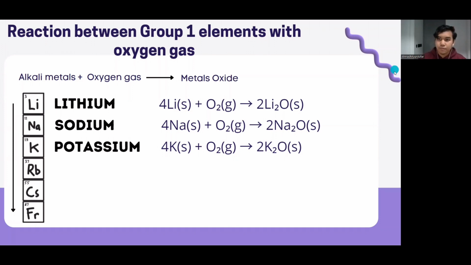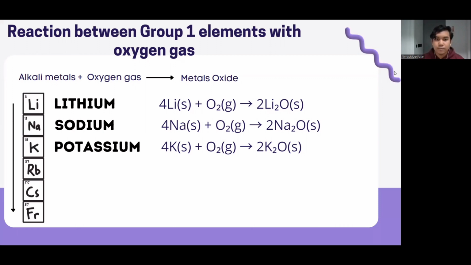Hi, my name is Chihin, and I'll be sharing about the reactions between the group 1 elements and oxygen gas. Based on the reactions below, we can see that if alkali metals react with oxygen gas, they will eventually form a metal oxide. For example, if lithium reacts with oxygen, we get lithium oxide as our product.